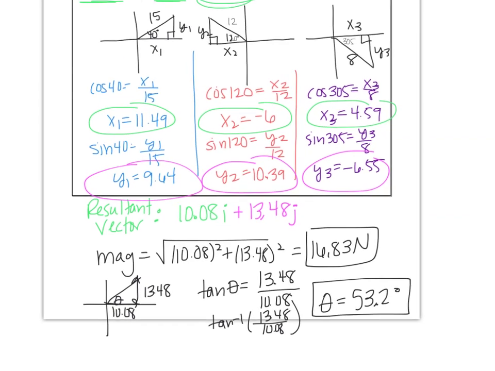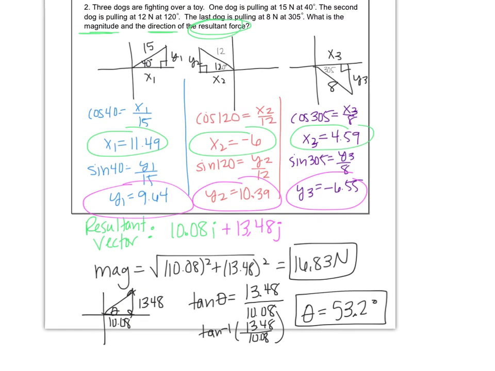That's the angle that the toy would be being pulled at. It's getting pulled mostly towards the one that had the strongest magnitude, the 15. That's in the direction that it's closest to being pulled, but not completely in that direction. It got pulled a little bit towards the 12 as well. But those are the two answers they're looking for.